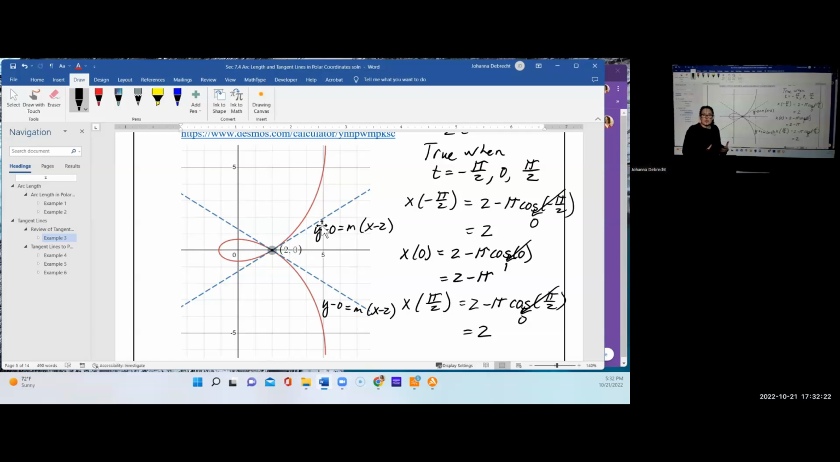When we're looking for slope, we're always looking for dy/dx. That's always going to be the slope of the tangent line. But we're working in terms of x of t and y of t, so we're going to take dy/dt and divide by dx/dt. And we're going to evaluate it at two particular values of t, negative pi over 2 and pi over 2. Each one will give us a particular line.